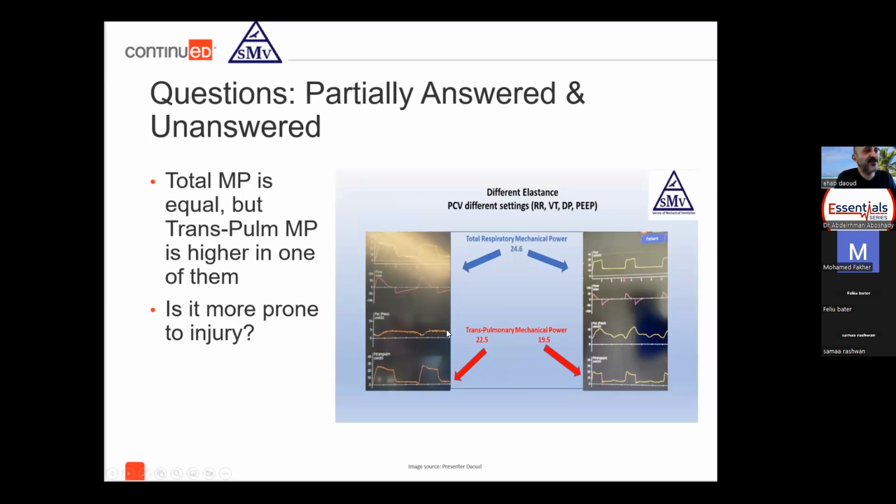Again, we talked about the transpulmonary mechanical power. So those are 2 patients here. Total mechanical power is 24.6, but when you have an esophageal balloon and transpulmonary pressures, we calculated the transpulmonary mechanical power, and you can see that this guy on the left has higher transpulmonary mechanical power compared to that guy on the right. So despite both getting 24.6, without an esophageal balloon, we will never know that they are not the same.